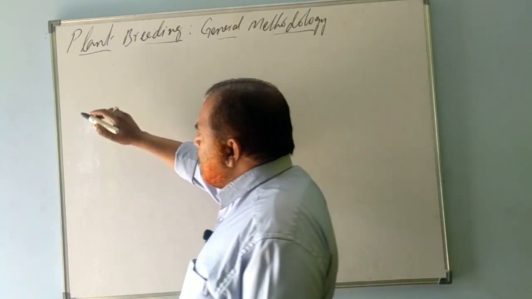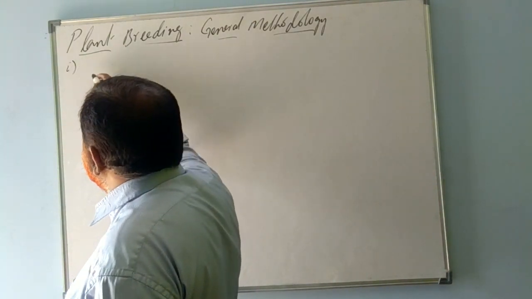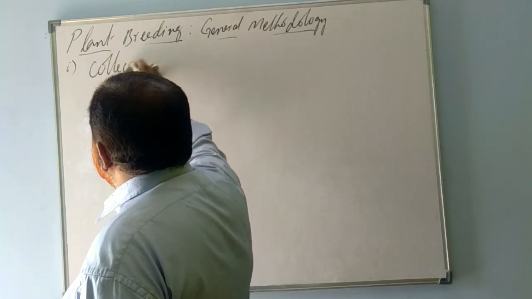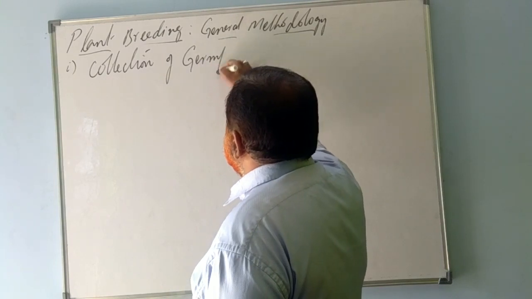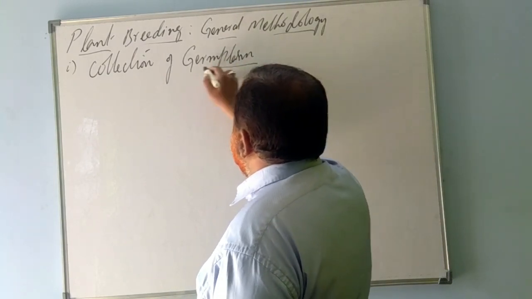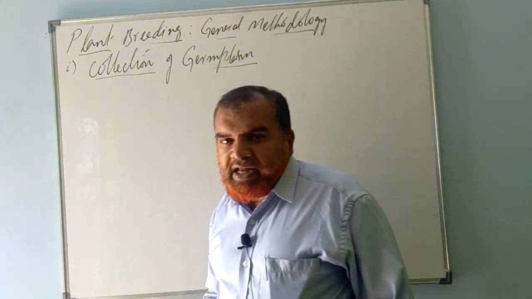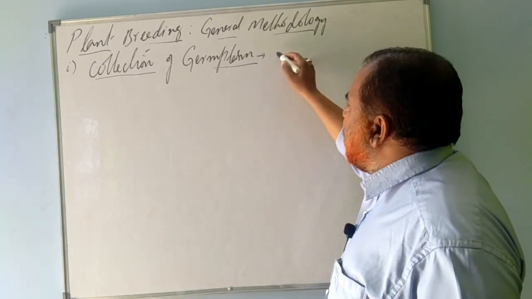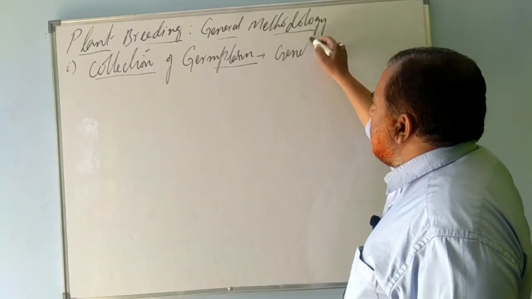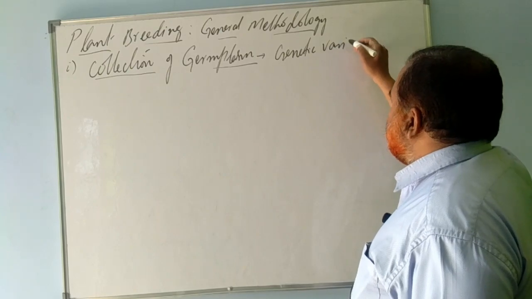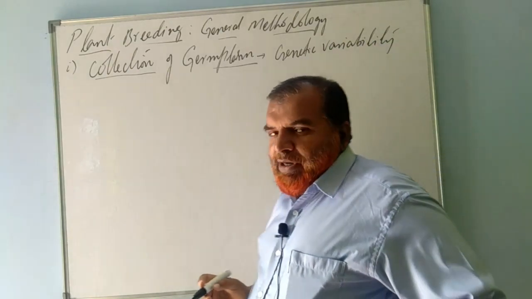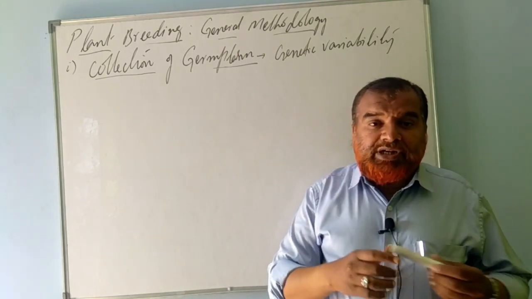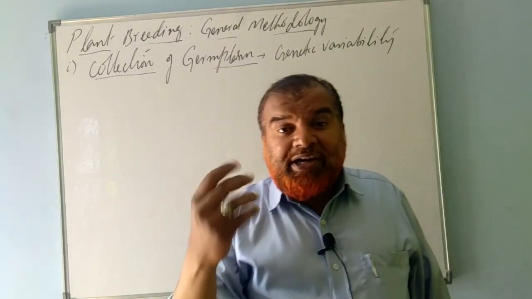Right? The first one is what is known as collection of germplasm. What do you mean by this? Germplasm here refers to genetic variability. What do you mean by that? For example, let's take the tomato plant. There are too many different breeds, different varieties of tomato plant.